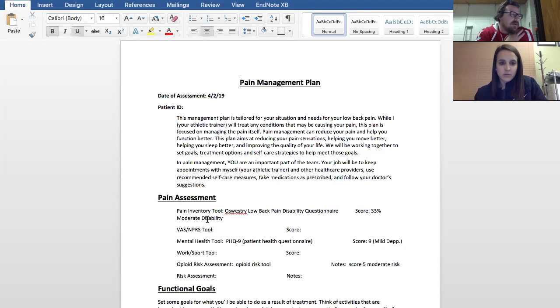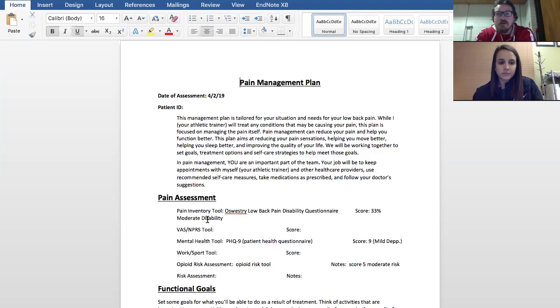So this patient would be considered as a moderate disability. They come out to 33%, which the interpretation of that score is that the patient would experience more pain and difficulty with sitting, lifting, standing. Travel and social life are more difficult because of the pain. And then personal care, sexual activity, sleeping are not grossly affected, and the patient can usually be managed by conservative means.